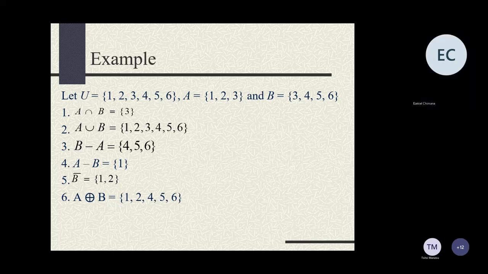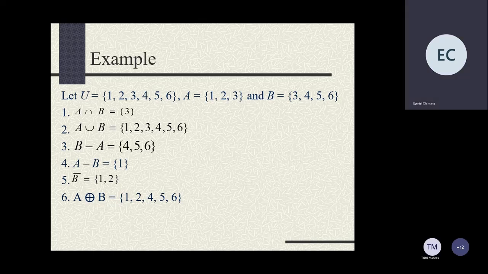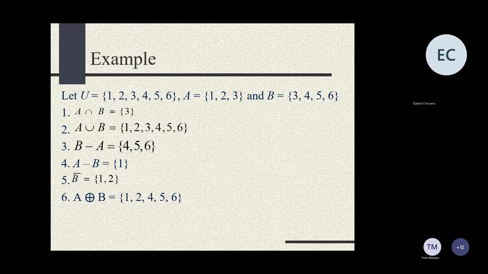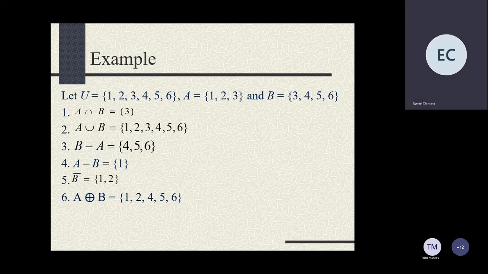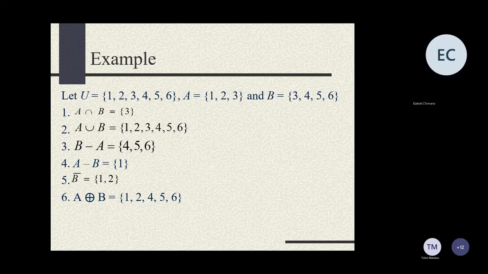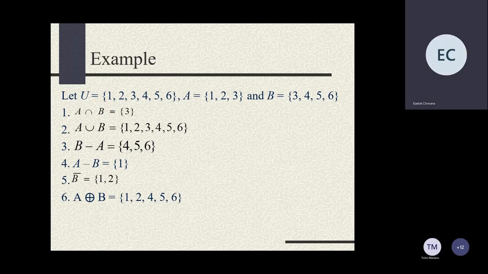You can have 1, 2, 4, 5. Yeah, that is the symmetric difference of A and B. What we have done there is just to take out the intersection, and then we take the elements in A and B. If you go to the definition of the symmetric difference of A and B, you find out that these are the elements in A and in B, but we have to take out the intersection.